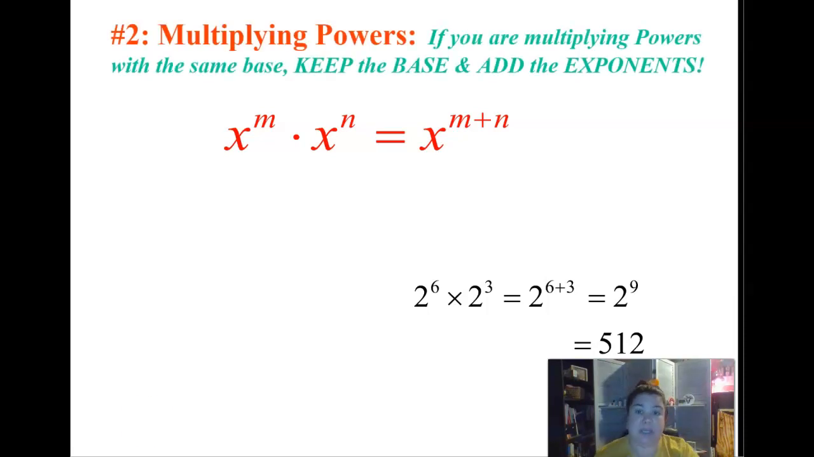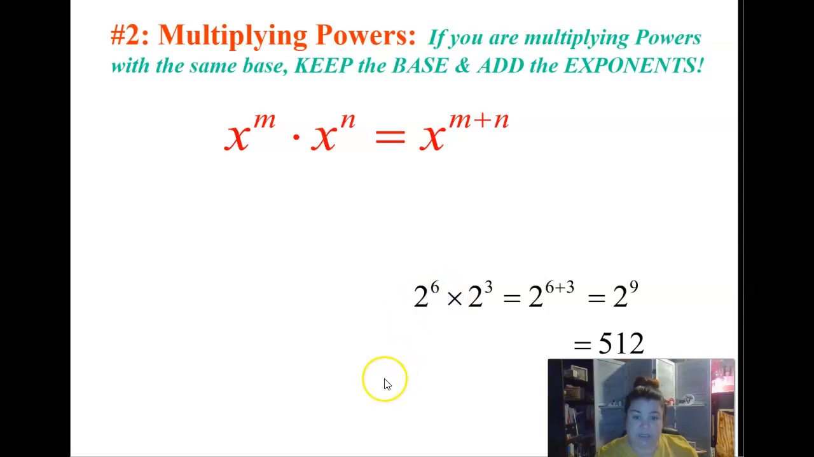Okay, so the second rule is multiplying powers. If you're multiplying powers with the same base, you keep the base and add the exponents. I know that's weird, right? Multiplying, I've got to add. But just think multiplication is repeated addition, right? So that's kind of how you can remember that. So if we have x to the m times x to the n, we're just going to add the exponents. So you have x, and then the answer would be m plus n. It's m plus n because we don't know what the numbers are.